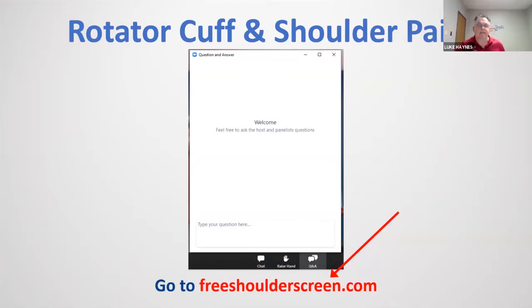All right, well, fantastic. Here on this screen, I've got a little arrow pointing down to the Q&A button, where if you want to ask some questions, feel free and we'll try to answer those. It's also pointing down to a link on the web to freeshoulderscreen.com. And I'll go ahead and tell you, we're going to give you some really good information, a lot of things that you'll be able to think about what's going on with your own shoulder and your shoulder pain and your rotator cuff, and make some decisions on what you think is going on with yours.